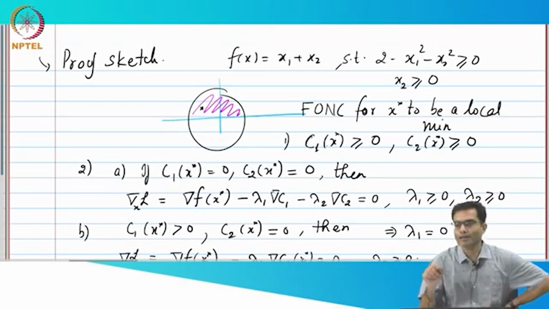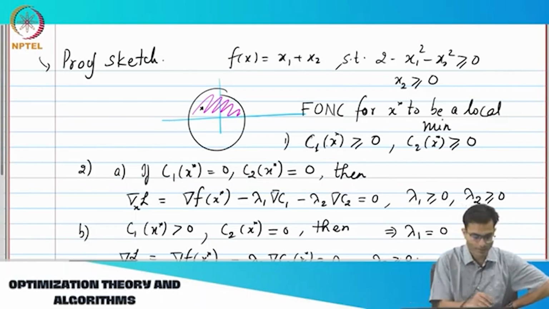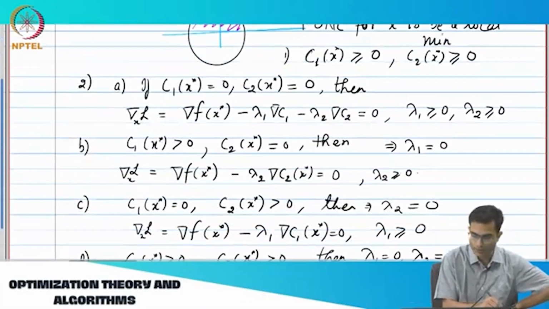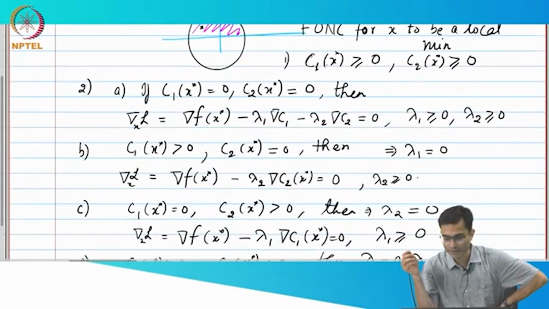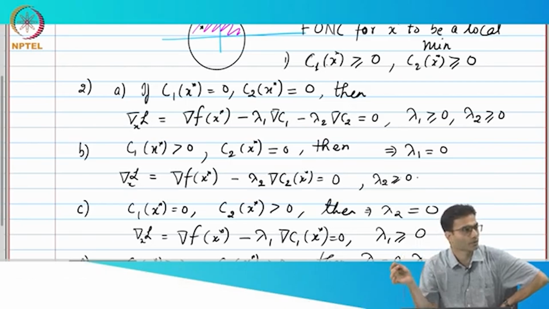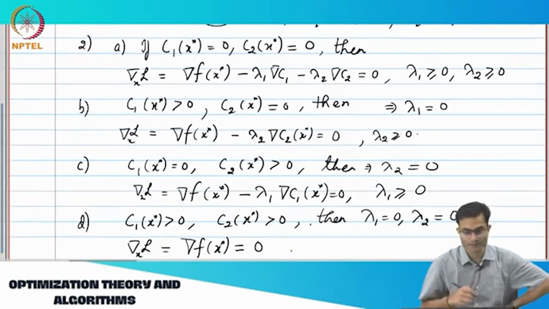So for any point x star inside this feasible region, these are the tests that we have to subject this point to, okay. The first one is very trivial, obviously it should be feasible. So I say C1 of x and C2 of x both should be greater than or equal to 0. If that is not true, there is no conversation, okay. Then we come to the various possibilities.